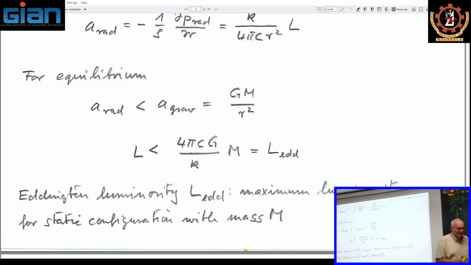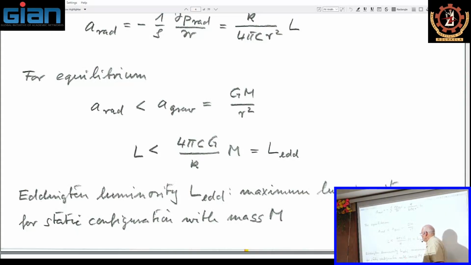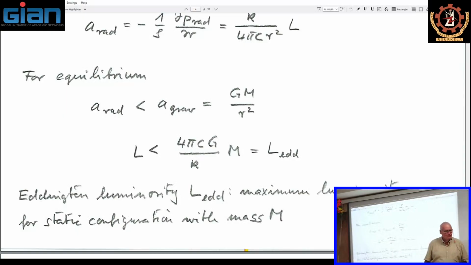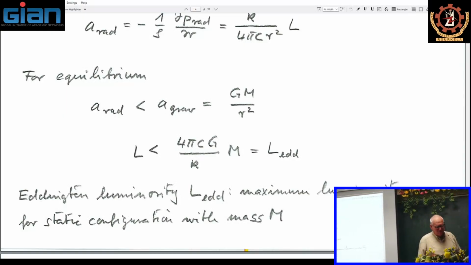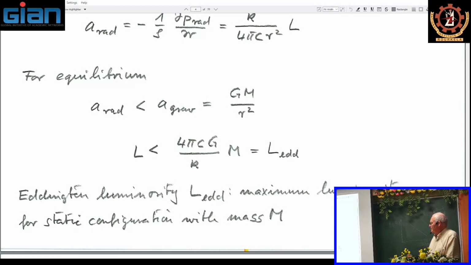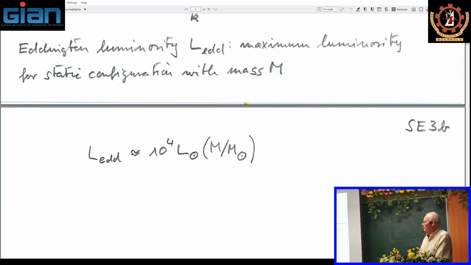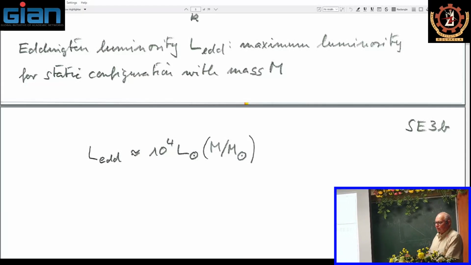How big is it? The question is, we just have to insert a typical value for the opacity and the mass, for the sun for instance, and express the mass in units of the solar mass. Then the Eddington luminosity is around 10 to the 4 solar luminosities times the mass over the mass of the sun. So there is an important limit for the luminosity, which is the Eddington luminosity.